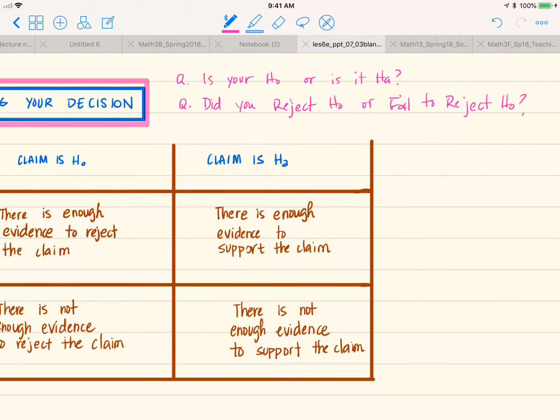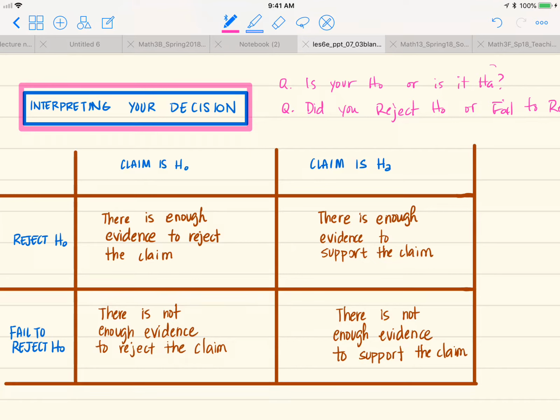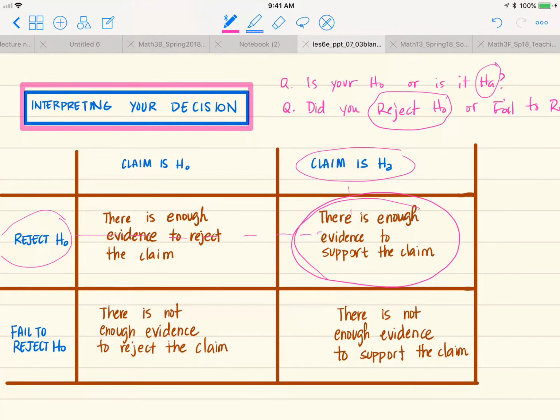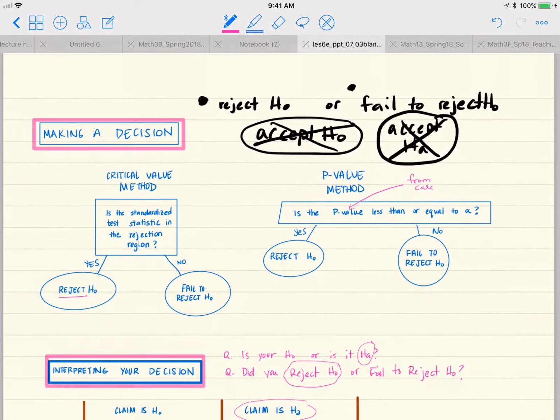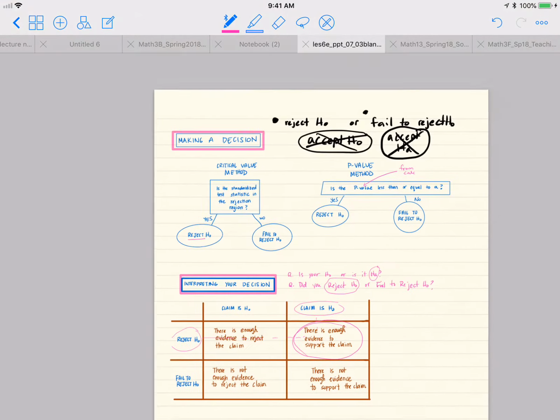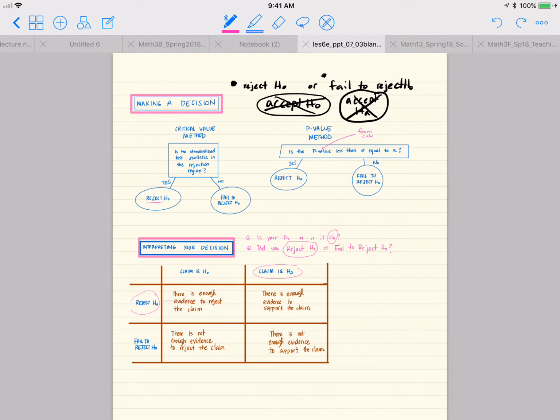Based on that, for example, if your claim is HA and you rejected H naught, then you look in this column here: my claim is HA and I rejected H naught, so then you go over here and over here, and this is your conclusion, right? This is how you interpret your decision. There's enough evidence to support the claim. So you read this chart, and this tells you how to interpret your decision, your decision of rejecting H0 or failing to reject H0.